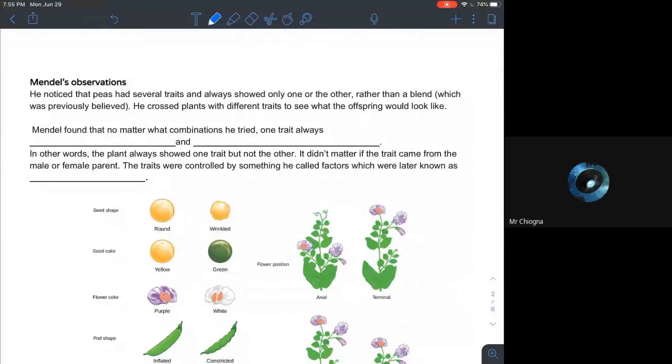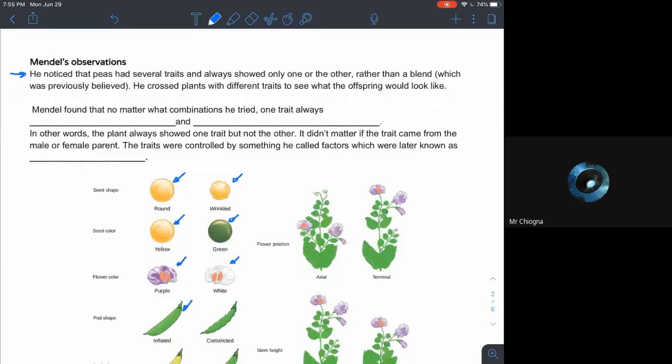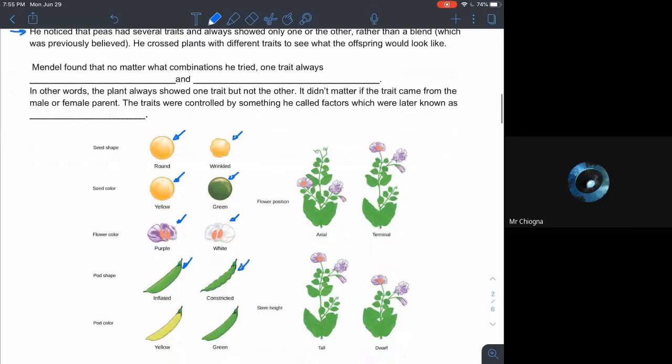He noticed that peas had several traits and always showed only one or the other. They were either round or wrinkled, or they were yellow or green, or the flower was purple or white, or the pod shapes were inflated or constricted. So these are all traits.